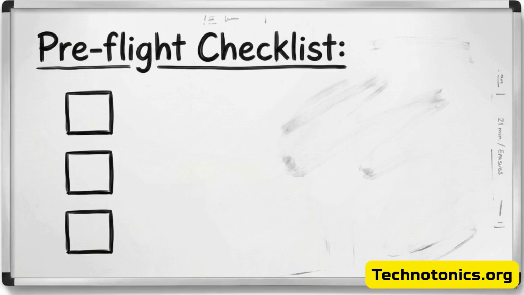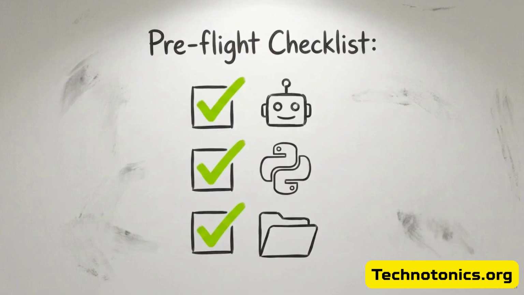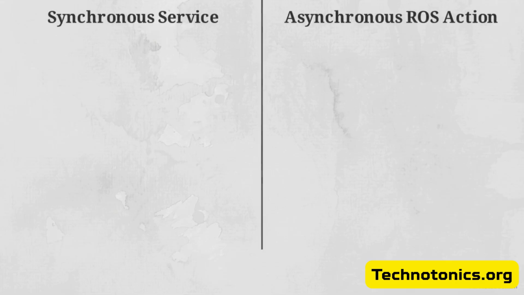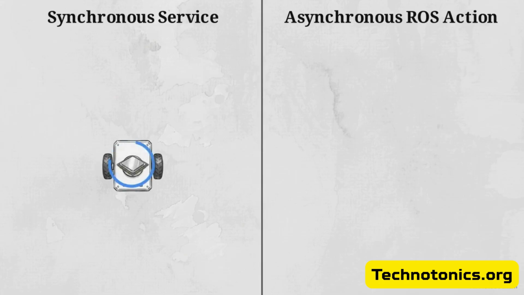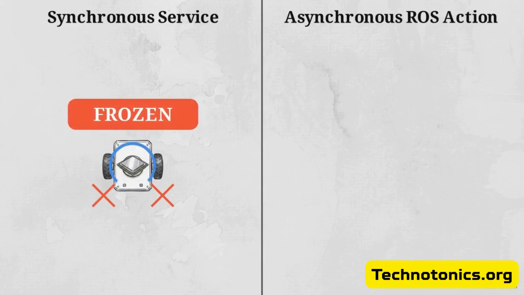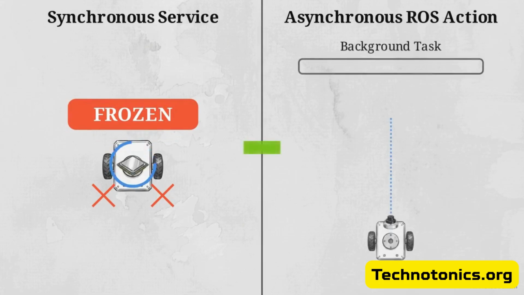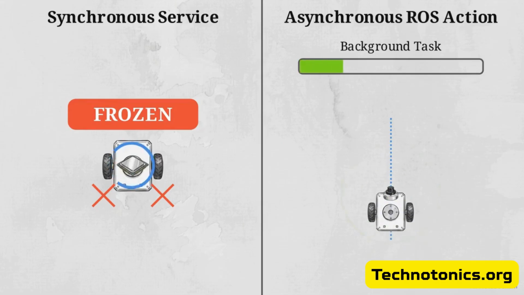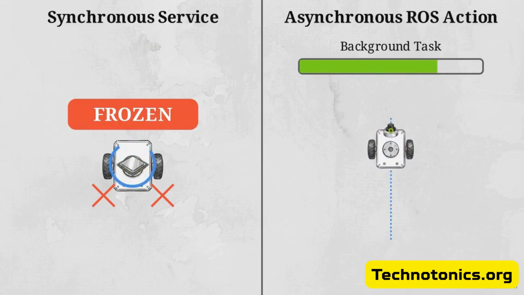Before we write the code, check these 3 prerequisites. You need an active ROS installation on your system, a basic understanding of Python programming, and a configured ROS workspace ready to accept new packages. If you forced a simple synchronous service to handle a heavy task, your robot's main process would freeze while waiting for completion. Using an action keeps the node responsive, allowing the system to monitor sensors or process other commands while the primary task runs in the background.